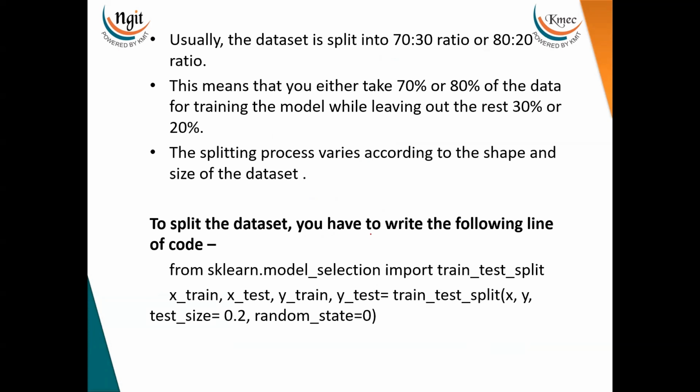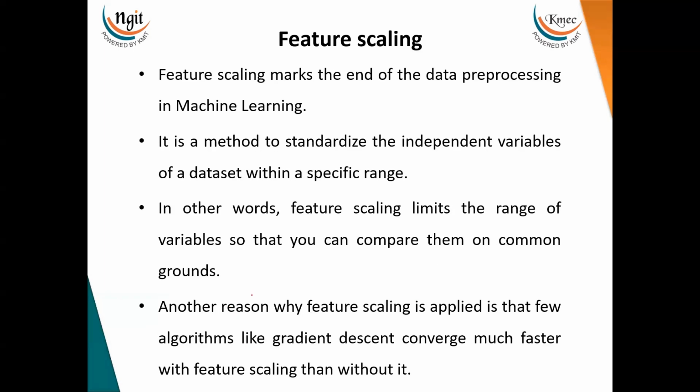And to split the data set, we have to write the code. From sklearn.model_selection we are going to import train_test_split to split the data set. And we are going to use the four variables: xtest, xtrain, ytrain, ytest. And test size is 0.2, which indicates that 20% of the data set we are going to use for testing. And the last and important one is feature scaling.